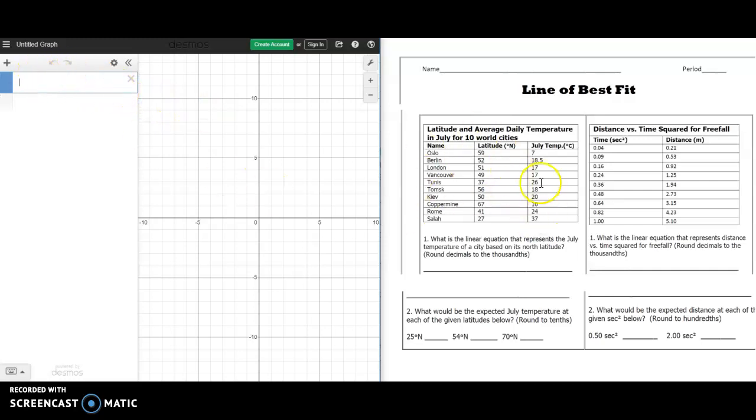So we want to put this table in to find the line of best fit. I'm going to go here to the plus symbol and we want to add a table. So I'm going to click table. We have to decide which one's going to be our X and which one's going to be our Y. So we are going to put in latitude as X and July temperature as Y. Notice that we do not need to put the name because that is not our data. So we're going to type in the data.